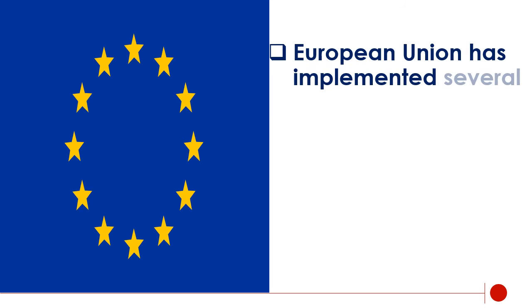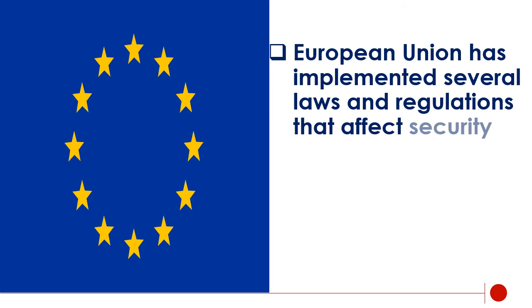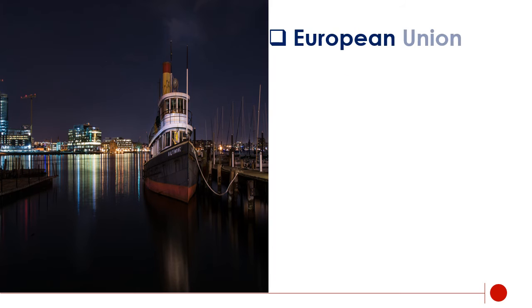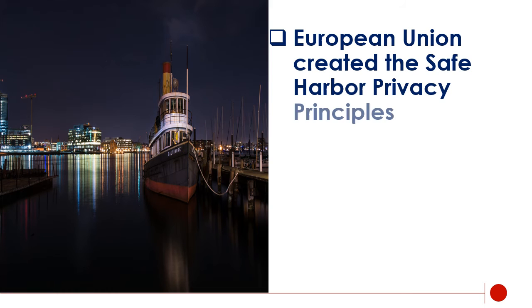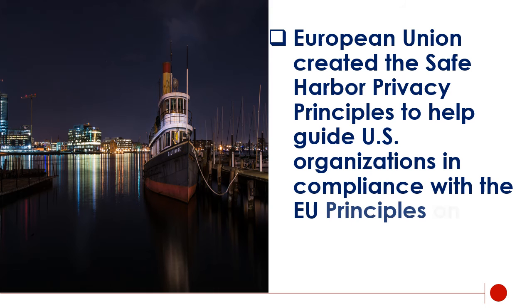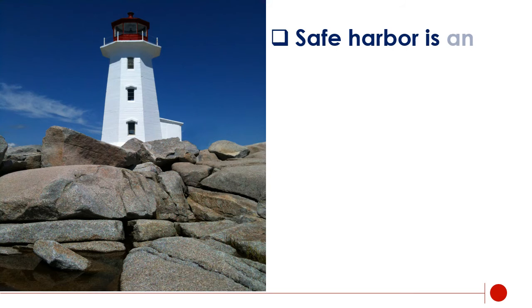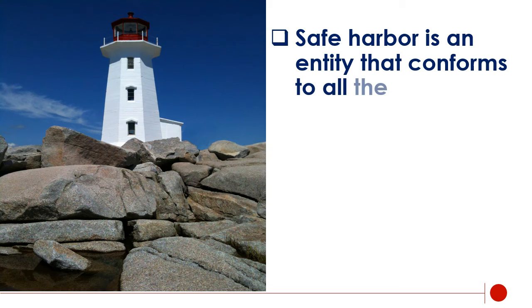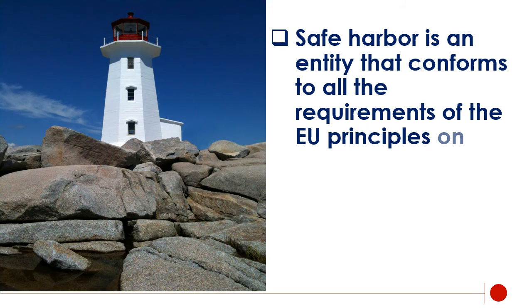European Union has implemented several laws and regulations that affect security and privacy. European Union principles on privacy include strict laws to protect private data. European Union Data Protection Directive provides direction on how to follow the laws set forth in the principles. European Union created the Safe Harbor Privacy Principles to help guide U.S. organizations in compliance with the EU principles on privacy. Safe Harbor is an entity that conforms to all the requirements of the EU principles on privacy.